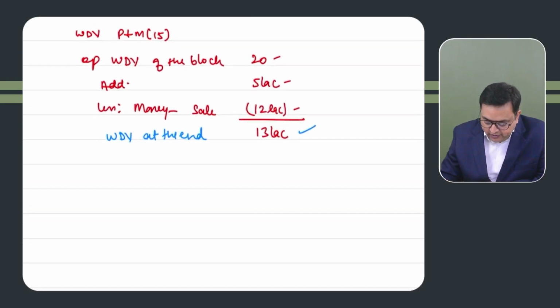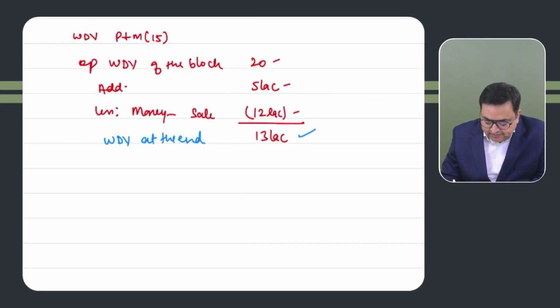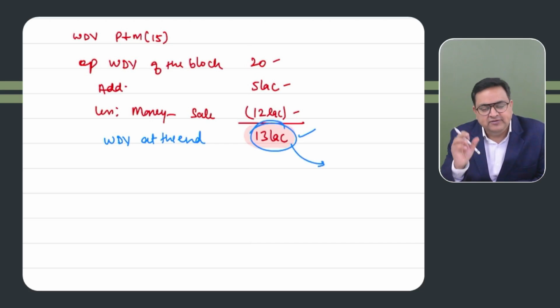First of all, some students make a mistake. They charge depreciation on 20 lakh separately, 5 lakh separately. No, you have to charge depreciation only and only on this 13 lakh amount, right? So first of all, you have to ask whether the asset which is acquired during the year, whether we have that asset or not. If the answer is yes, generally the answer would be yes, yes, we have that asset.